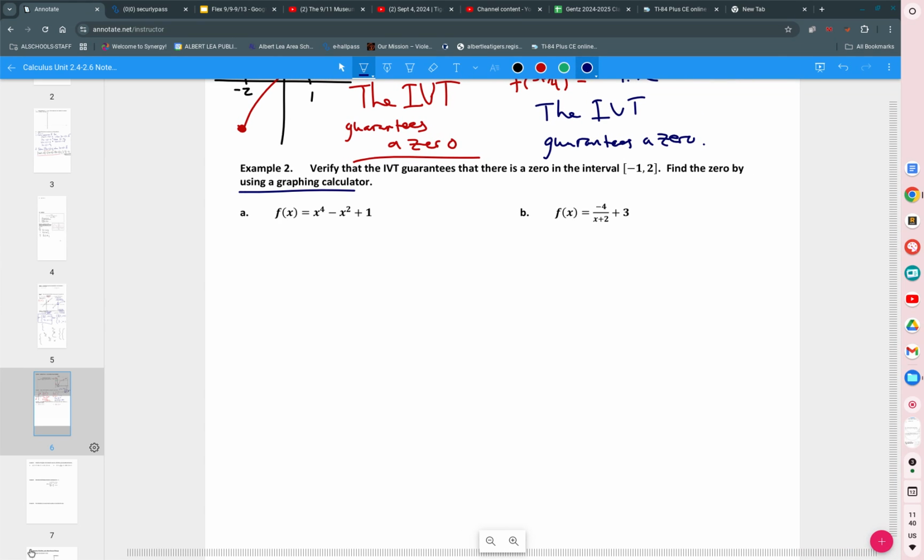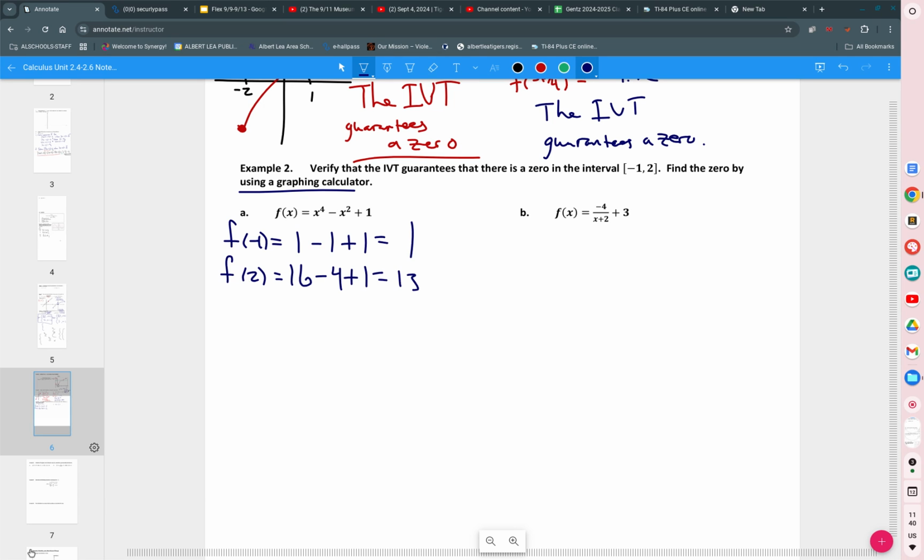So we're going to teach you how to use graphing technology in this situation, but first I want to do f of -1. I have a polynomial, it is continuous, check. I plug in -1: -1 to the 4th is 1, minus -1 squared is 1, plus 1 is 1. Very good. And now I'm going to do f of 2. If I plug in 2, I get 2 to the 4th is 16, minus 4 plus 1, or 13.